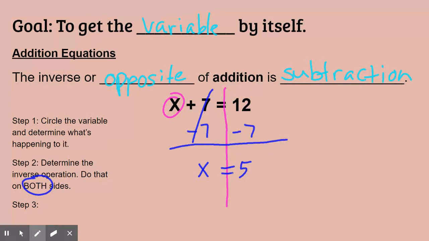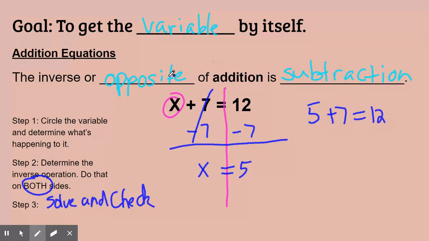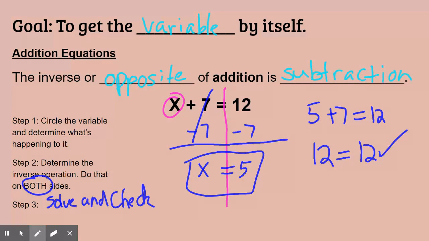Now step 3 is going to be to solve, which we just did, and check. Here's how we check. We want to make sure that x does equal 5. So instead of rewriting the variable, if we think x equals 5, we're going to write a 5 in its place. So I'm going to have 5 plus 7 equals 12. So now I'll go through and solve like normal. 5 plus 7 gives you 12. So currently I have 12 equals 12. So ask yourself, is this correct? Is it a true statement? It sure is. So this tells us our final answer is going to be x equals 5.